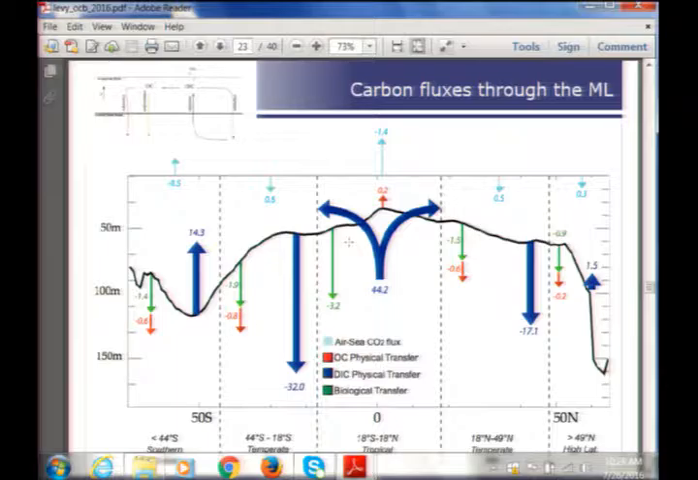Another thing that you can see here, if you compare the green and red curves, is that the physical transfer of organic carbon is about 2/3 of the total biological pump almost everywhere, at least at mid and high latitudes.